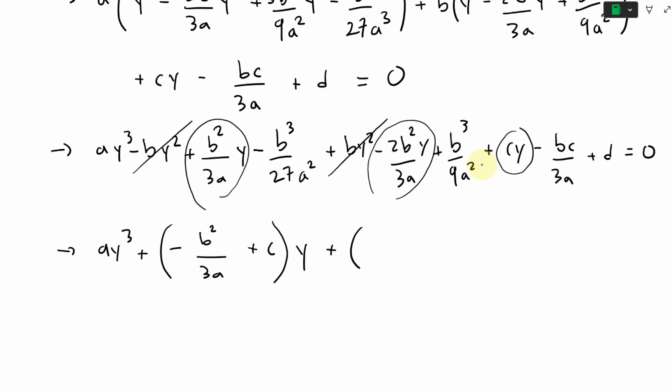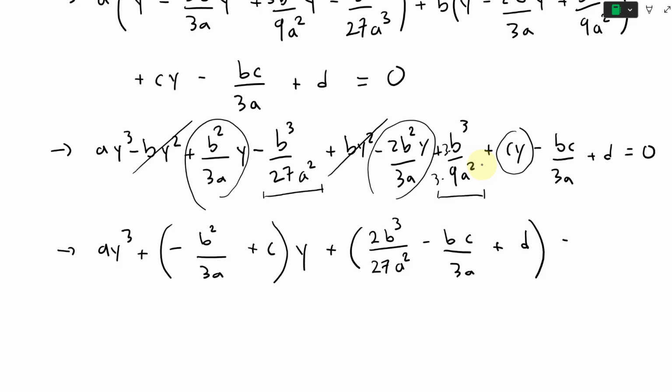All right, now the next one, I'm going to put another bracket for all the ones without any y terms. So we have this part right here. Well, we could do this one here, and this right here has a squared, this is 9. But this is 27, so what we'll do is multiply by 3. So now we get a 27 and a 3, and then minus a 2, so that becomes a positive 2 b cubed over 27 a squared, like that. And then the next one is just this part right here, negative bc over 3a plus d equals 0.